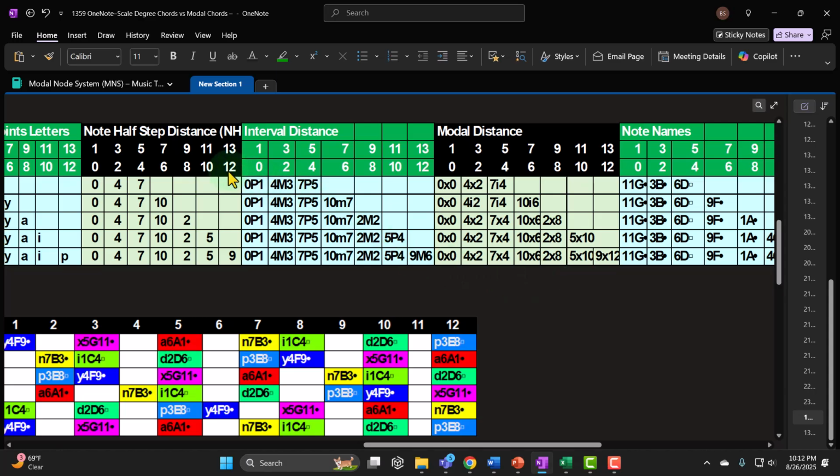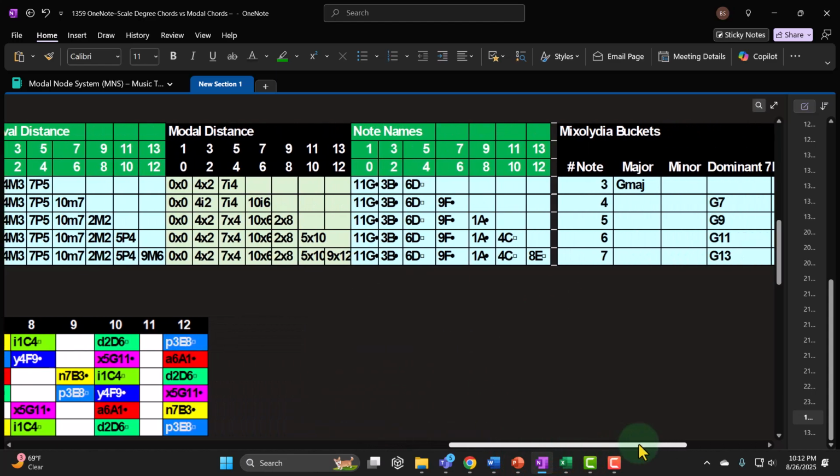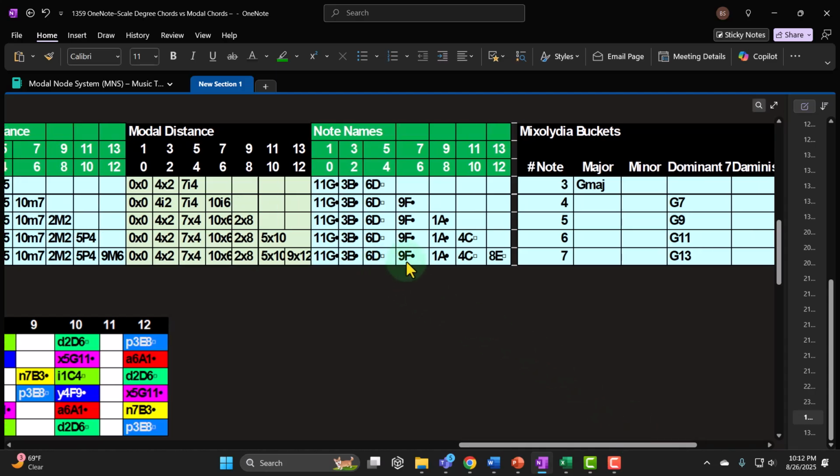Or you could say that you're going 12 modal half steps up, which would be the 13th scale degree, 9 notes up, or 9 plus 12, which would be a 9 note away major 6, or major 13, which would be 9 notes away from the Mixolydian node, 12 modal half steps. These are the notes if we were to derive the notes.